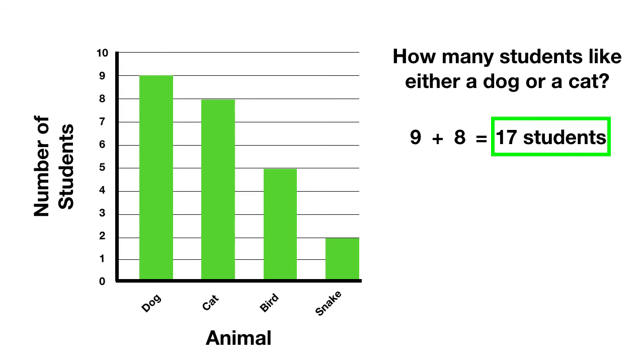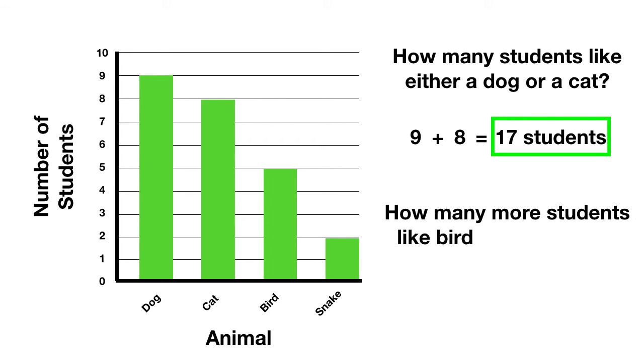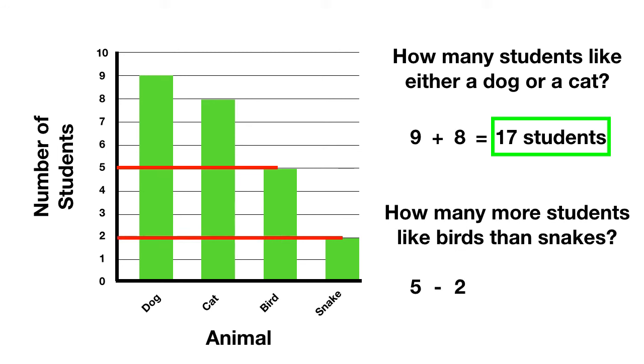And our final question is, how many more students like birds than snakes? Well, we can start by looking at birds. Birds get up to 5. 5 students like birds. Then to compare or figure out how many more, we'll subtract the number of snakes. Well, snakes goes up to 2. Only 2 students like snakes. So now when we solve this out, 5 minus 2 equals 3. 3 more students like birds than snakes.